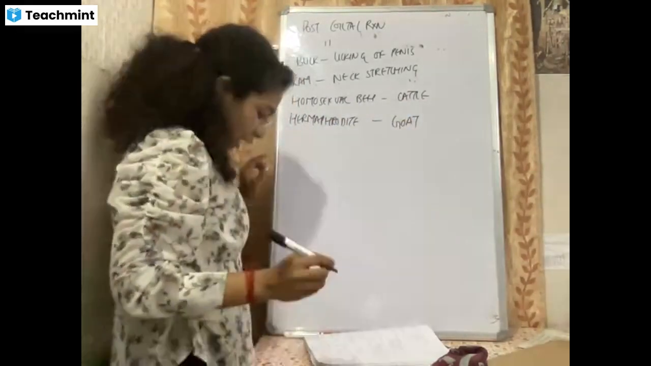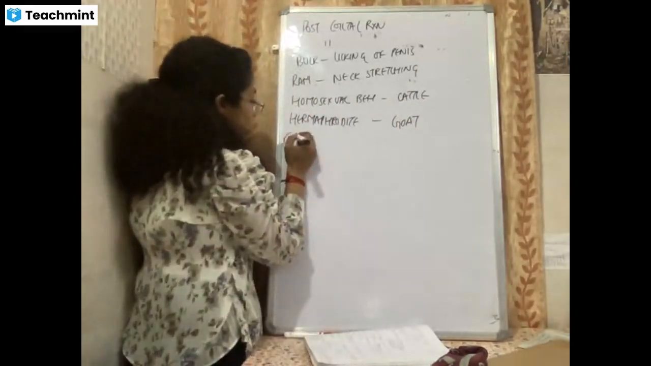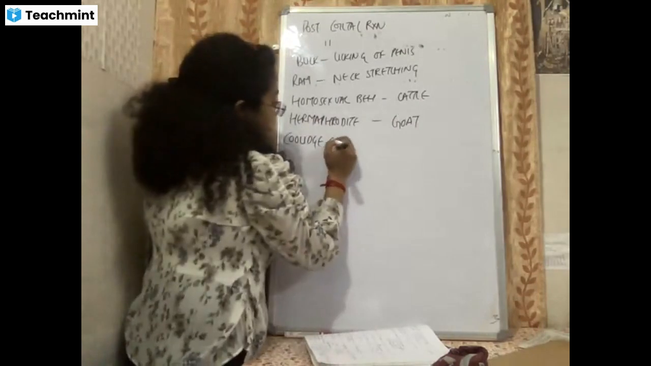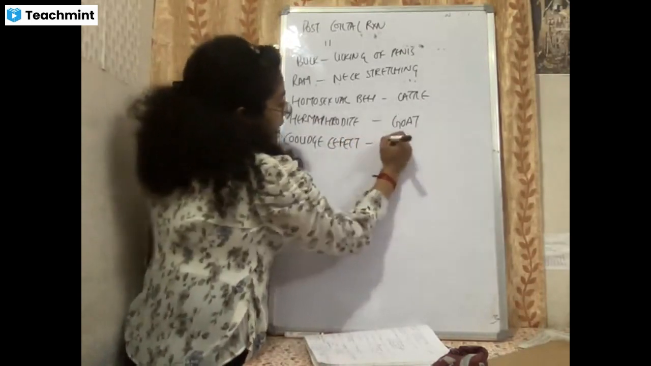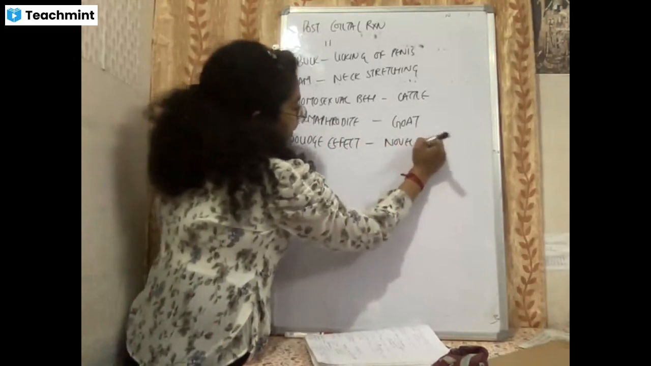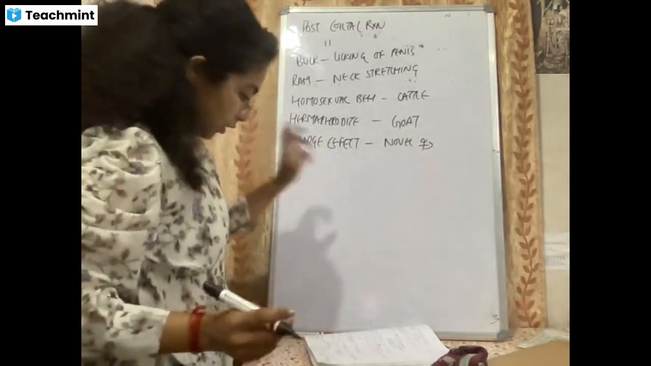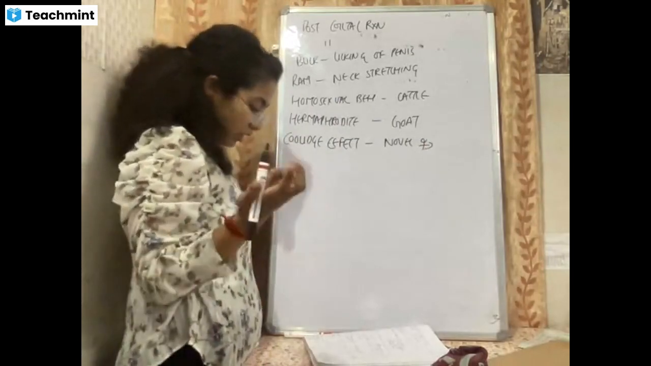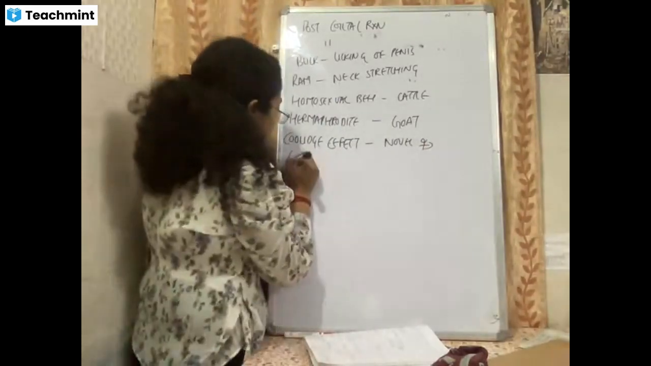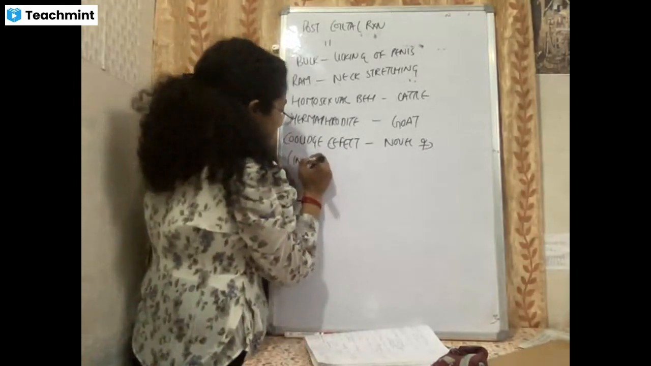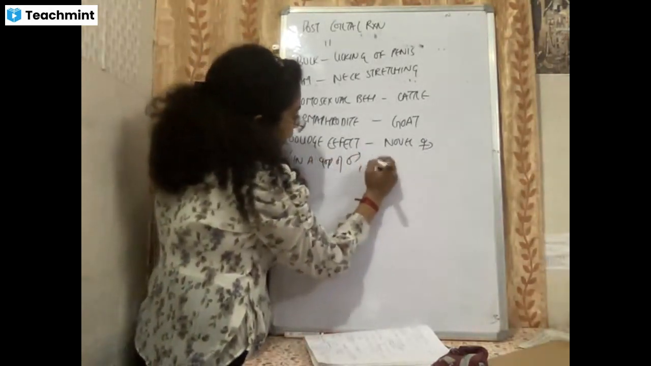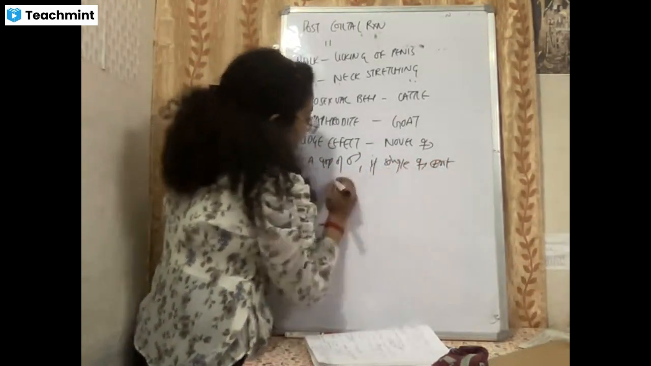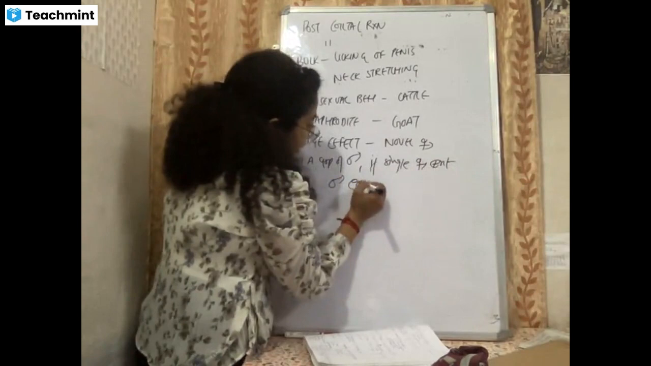Okay. Then we have the Coolidge effect. Coolidge effect. This is a novel female. It's a novel female in a group of males. Single male will be excited. Group of males, if a single female is present, then the male gets excited. This is the Coolidge effect.